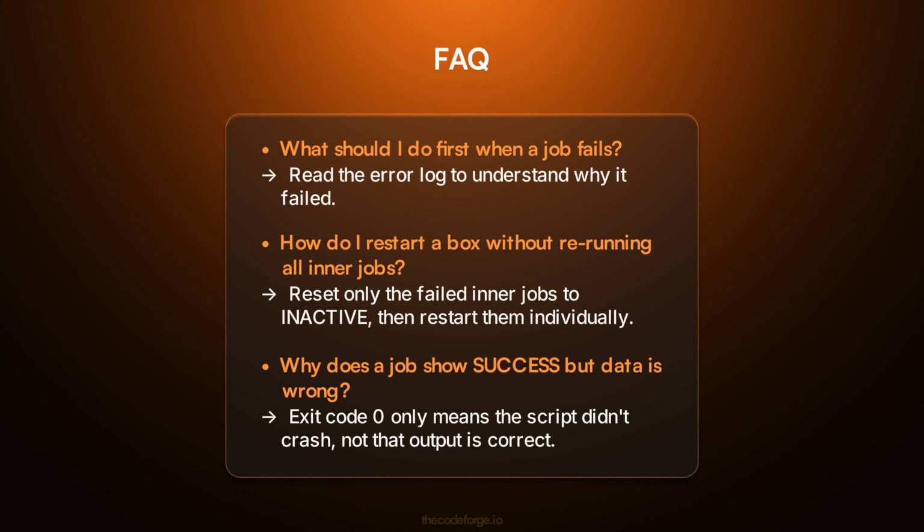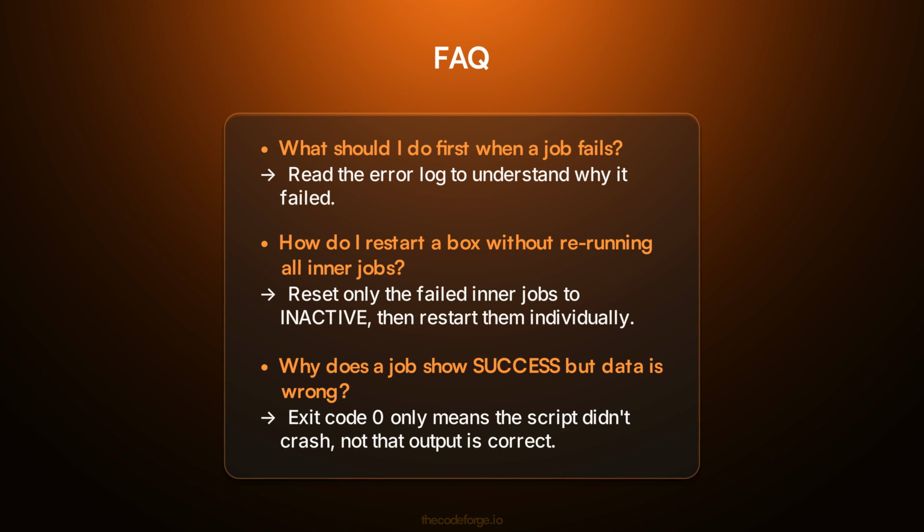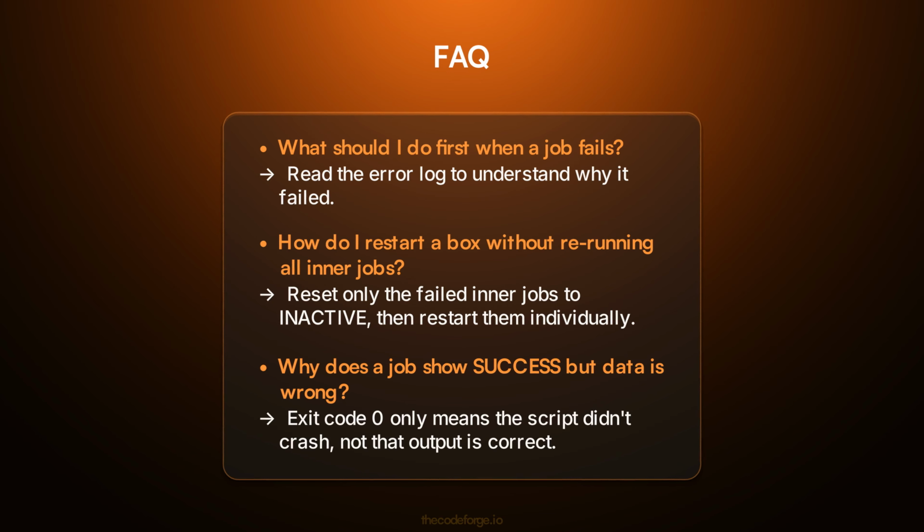And a few frequently asked questions. What should I do first when a job fails? Read the error log to understand why it failed. How do I restart a box without rerunning all inner jobs? Reset only the failed inner jobs to inactive, then restart them individually. Why does a job show success but data is wrong? Exit code only means the script didn't crash, not that output is correct.